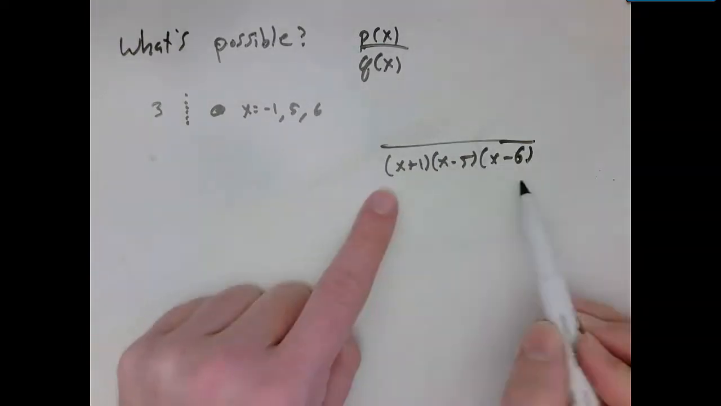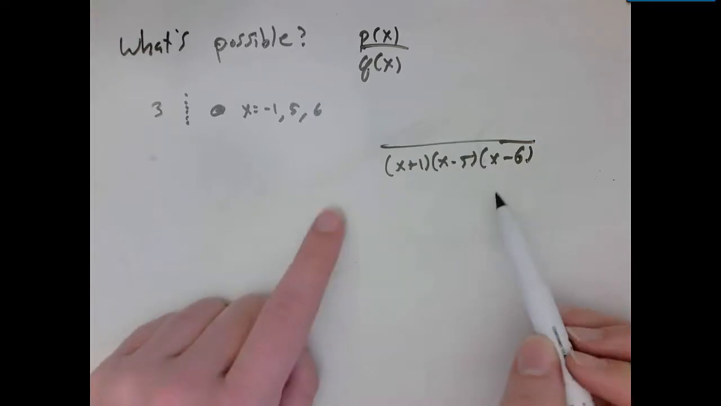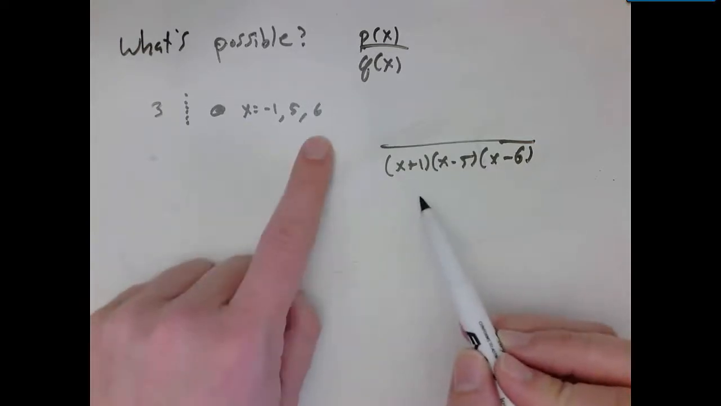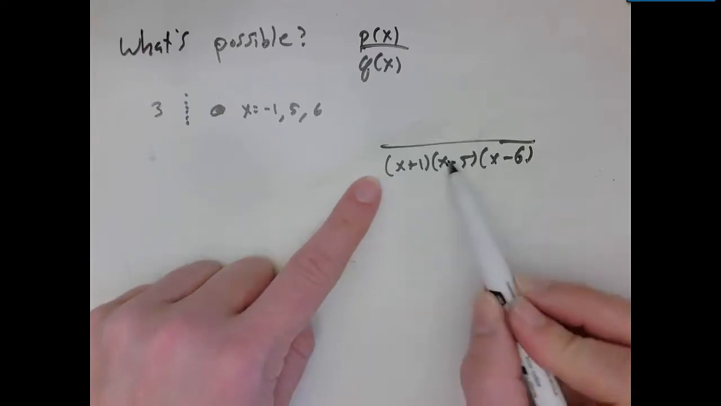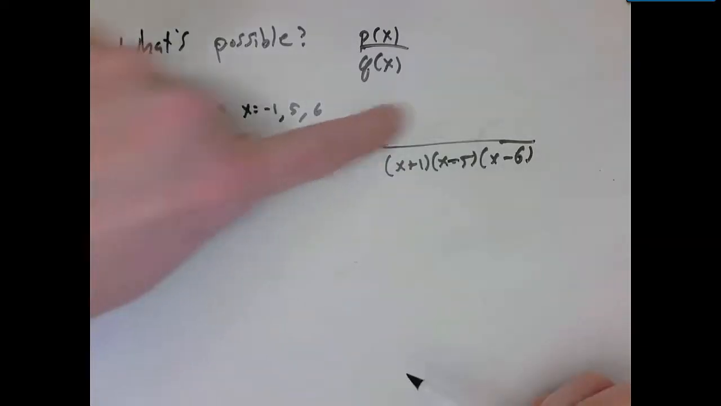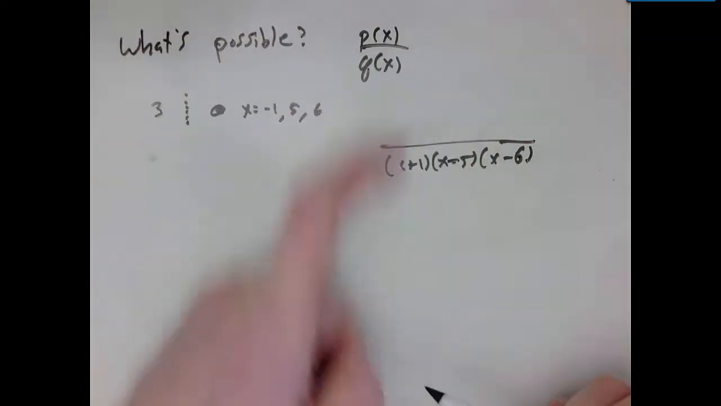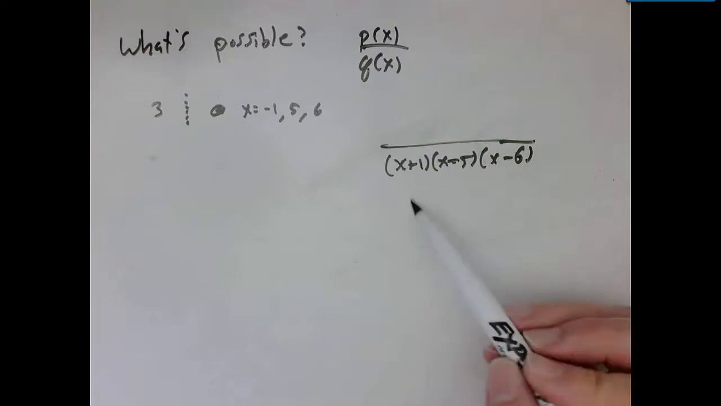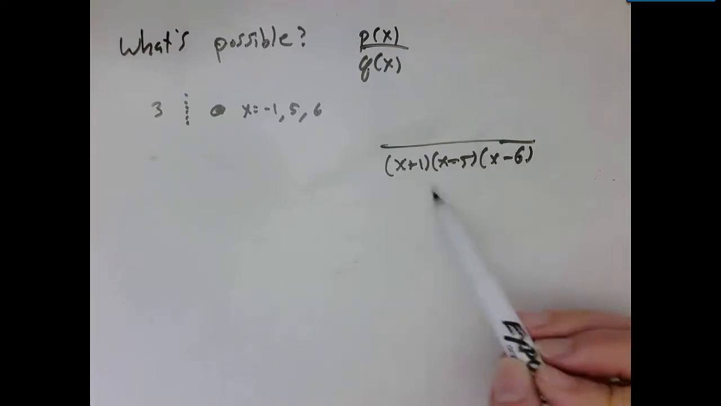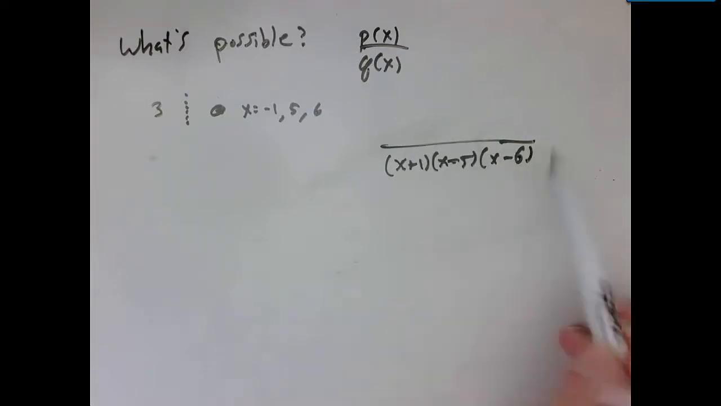Okay, so if these are the factors in my denominator, I know that when I plug in any of these values, it's going to produce a 0 in the denominator, which is going to make a vertical asymptote as long as there's nothing in the numerator which would allow that factor to divide out. So in order to keep these 3 vertical asymptotes, I just have to make sure that none of these are factors in the numerator.